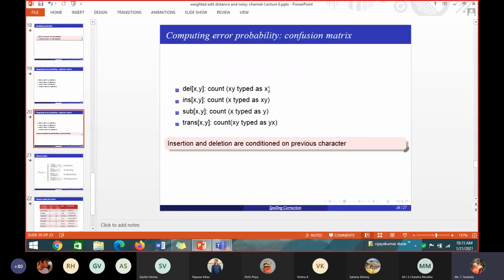W_i minus 1 or W_i? See here, Y is not W. X and Y are here: X is W_i minus 1, Y is W_i. Typed as only X means W_i minus 1. Which is deleted here, W_i or W_i minus 1? Which is missing here? XY typed as X alone means W_i is missing. So that's why they have given this.